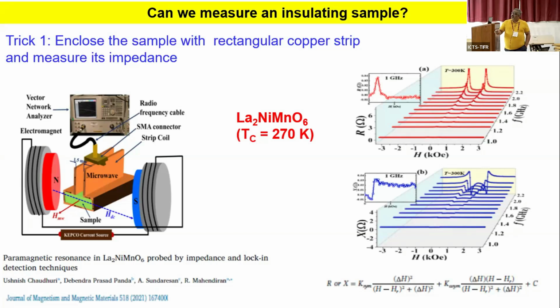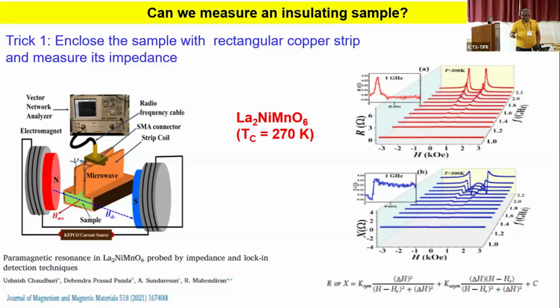And this is an insulating sample called lanthanum nickel manganese. This is a double perovskite with a TC of 270 Kelvin. Now we can clearly see a sharp peak compared to the previous samples, which is shifting with the frequency. And this is due to electron spin resonance in the sample at room temperature.